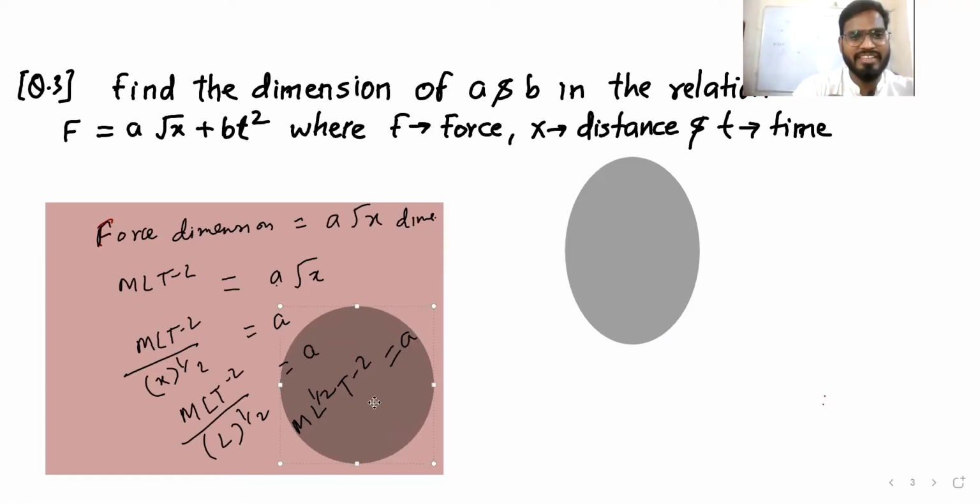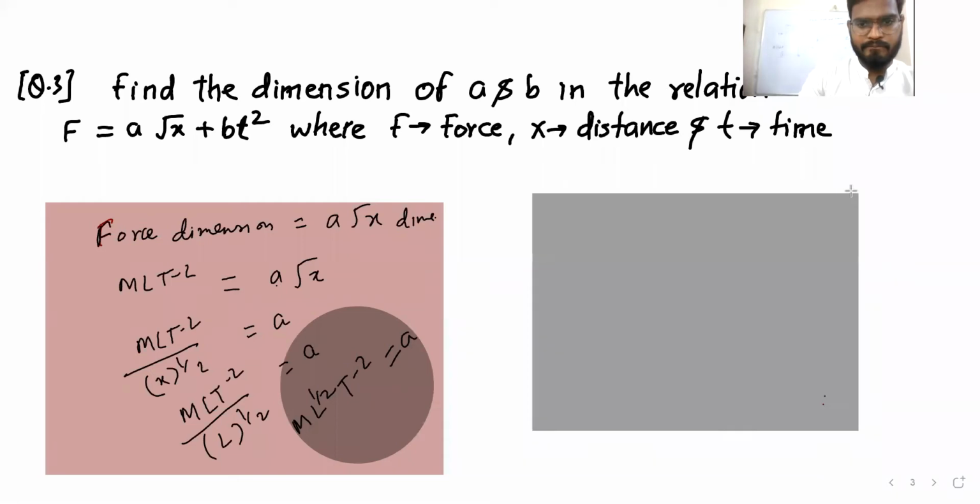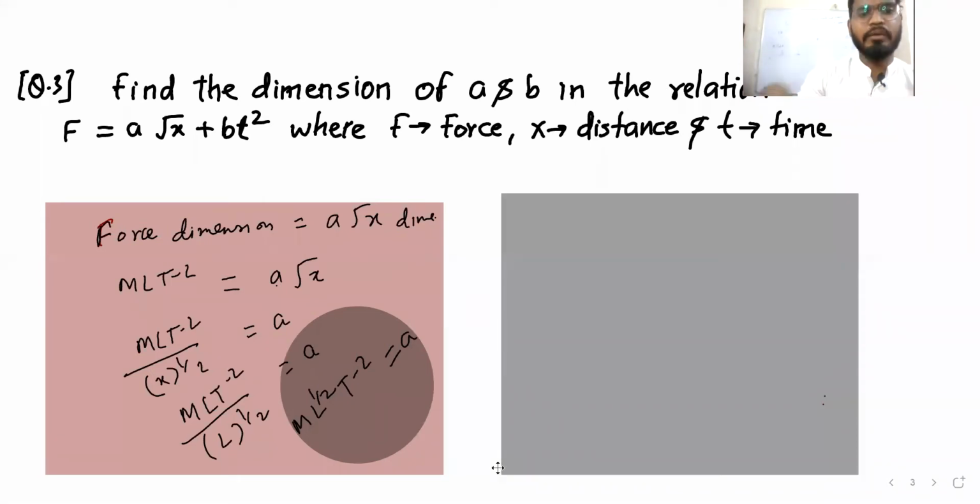Yes, finally. Fine. Let's see. We got the dimensional formula of X. Same thing we can do with BT square, right? Again, let's take a. Now we can say the dimensional formula of force. Force dimension should be equal to BT square, right? Force is again MLT to the power minus 2, divided by T square. T square is what, guys?